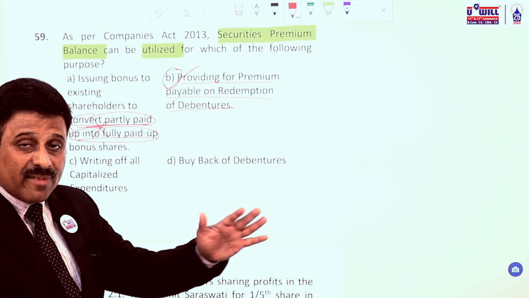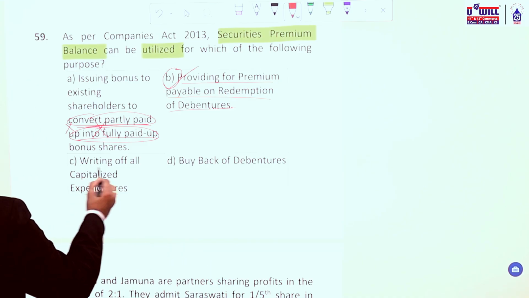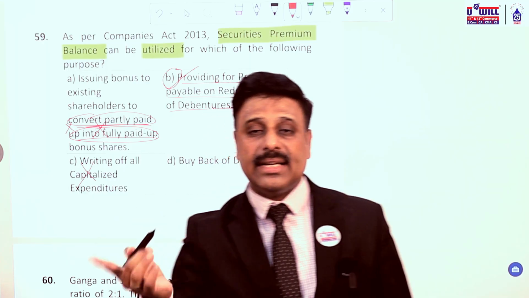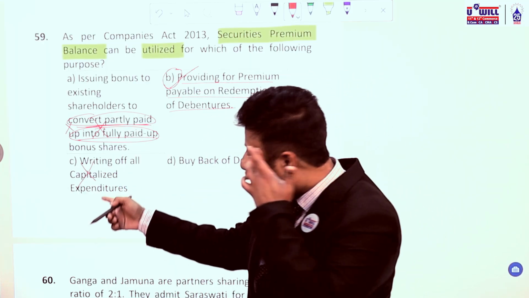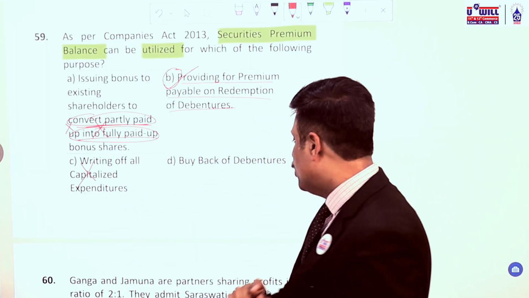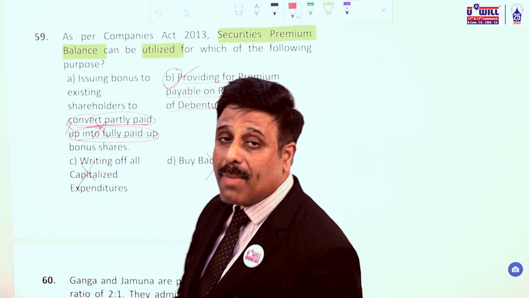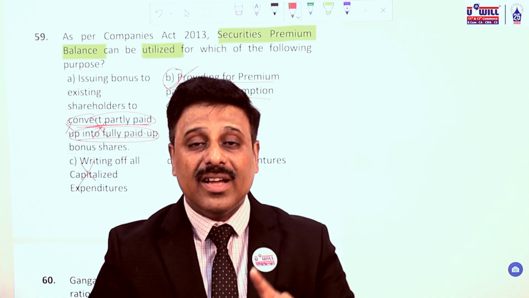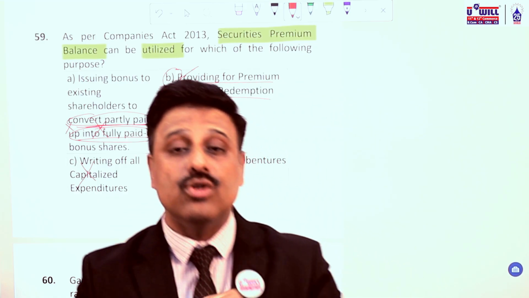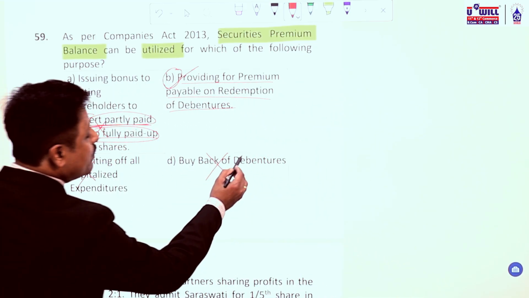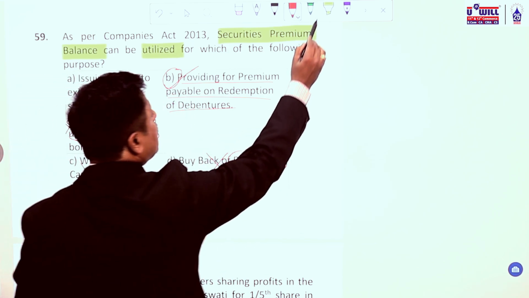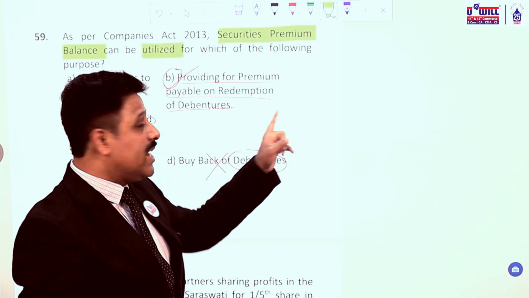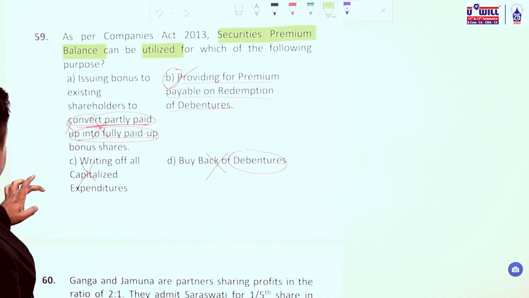Let us still rule out the other options. Can it be utilized to write off capitalized expenditures? No. Only capital receipts and capital profits can be utilized to write off capital expenditures. Securities premium cannot be used. Buyback of debentures? No. Buyback of equity shares it can be used, but not for the buyback of debentures. So option B is the correct answer. Securities premium can be used for providing premium on redemption of debentures.